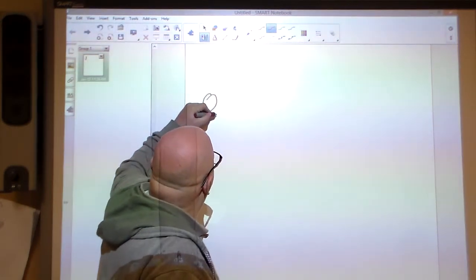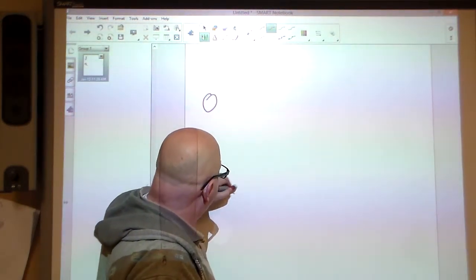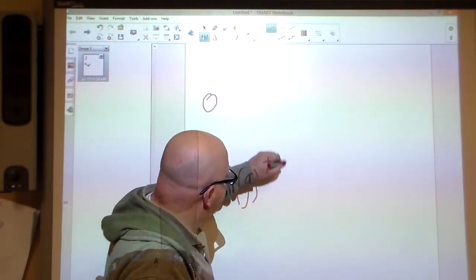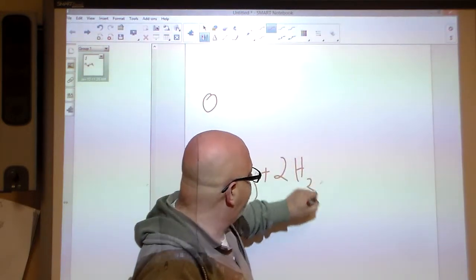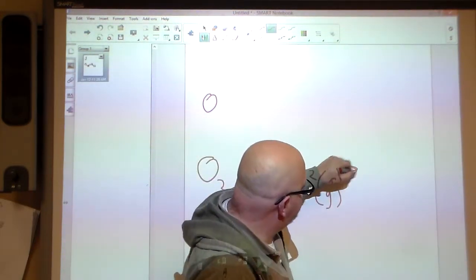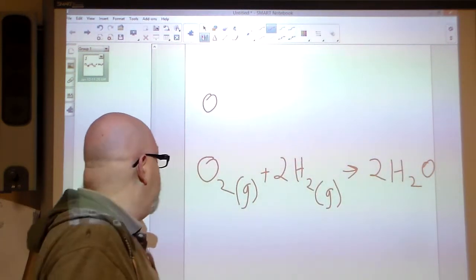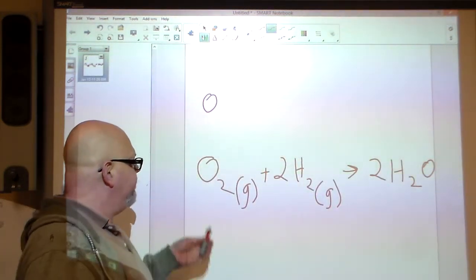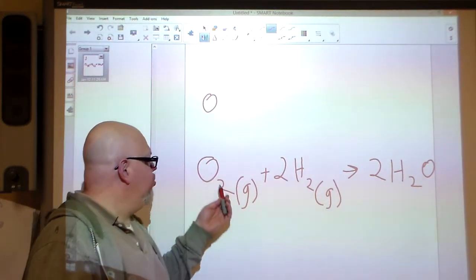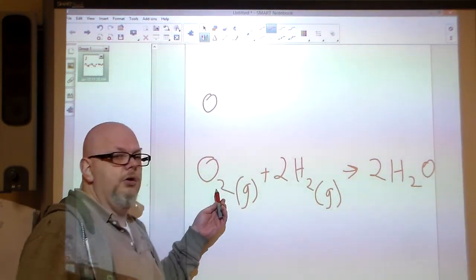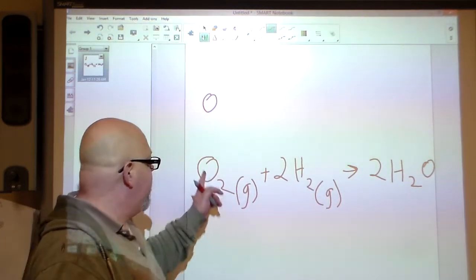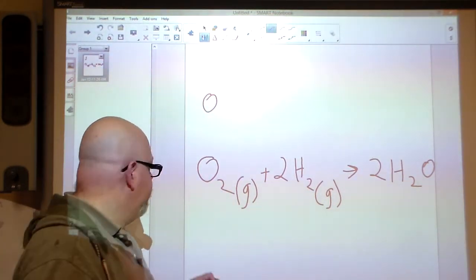So if we look at something like, let's just do it down here, O2 in the form of a gas plus 2H2 also in the form of a gas gets us to 2H2O. Here is a chemical equation, fairly straightforward. We've got O2 as a gas. Now remember the 2 here tells us that there are 2 oxygen atoms to this one oxygen molecule.